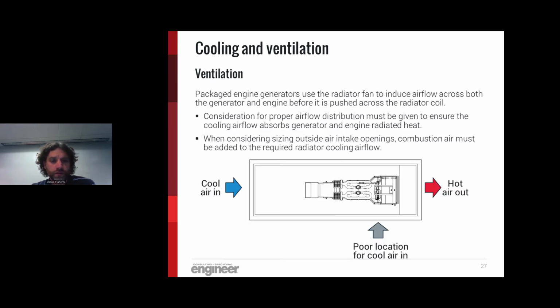Some other considerations on the package engine generators are to ensure that the proper airflow distribution is given so the cooling airflow absorbs the generator and the engine radiated heat. So as you can see in the graphic below, the preferable configuration is to bring cool air in from the left side and out through the right side as hot air. The poor location would be to short circuit the air from below the generator, as I'm showing in this graphic, and then out just across the radiator, because you wouldn't be getting the heat from the alternator and the engine.